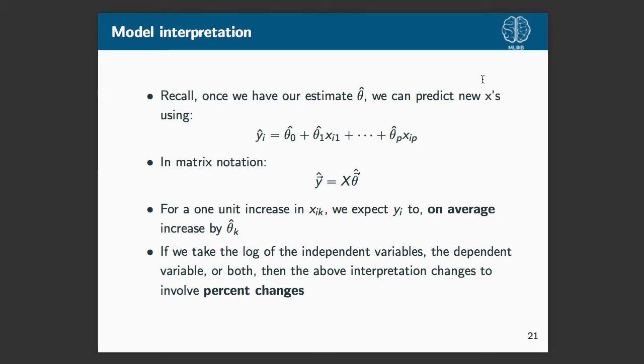A lot of the times we take transformations of our independent variables, such as log transforms or square root transforms. If we take the log transform of the independent variable, the dependent variable, or both, then the interpretation changes and it involves percent changes. So for a 1 unit increase in this, y changes by this percent. Those are the kinds of statements we make when we take log transforms. I won't go into that too much, but just know that it exists. So be careful when you're taking logs and interpreting your results.